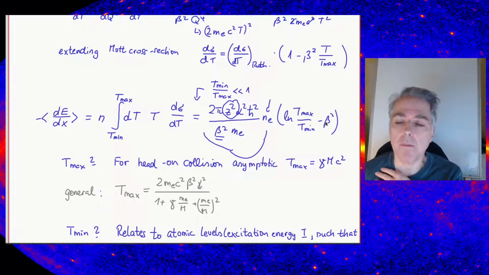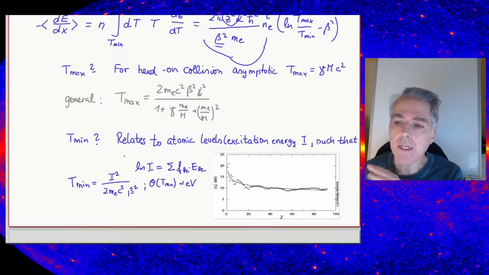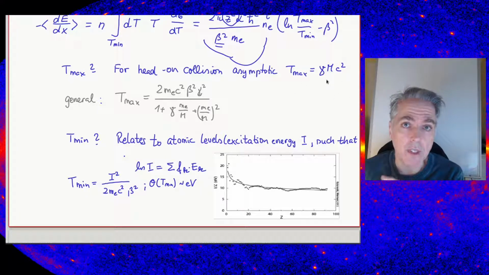Now, kinematics, I'm going to skip over here. You can calculate that yourself, but in the end you have a general term for T max, which you can get, and asymptotically T max becomes gamma m c squared. So you can get the full energy over to the electron.